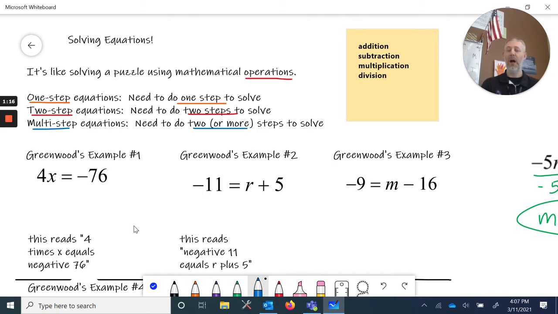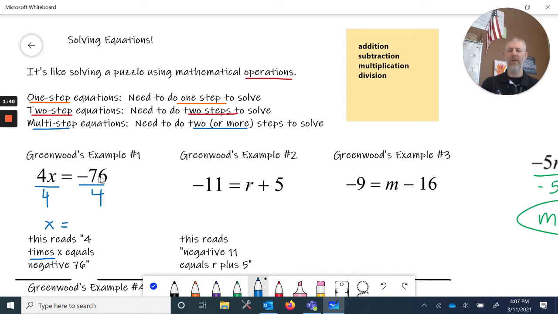And so we need to play the opposite game. Like the opposite of left is right, the opposite of up is down, the opposite of addition is subtraction, and the opposite of multiplication is division. So this is times, and the opposite of times is divide. And so we play the opposite game to solve equations. So when I take 4 divided by 4, I get 1x, or just x.